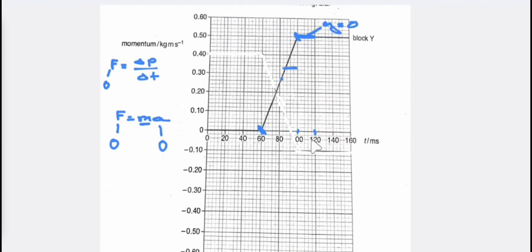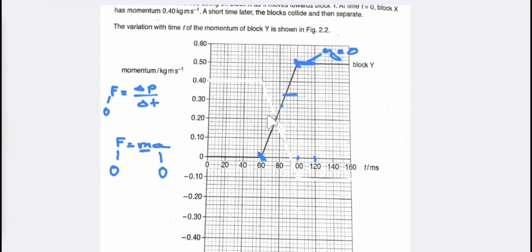So what is the force? Force is equal to change in momentum divided by change in time. So for the change in momentum, what is the final momentum? Final momentum is 0.50.